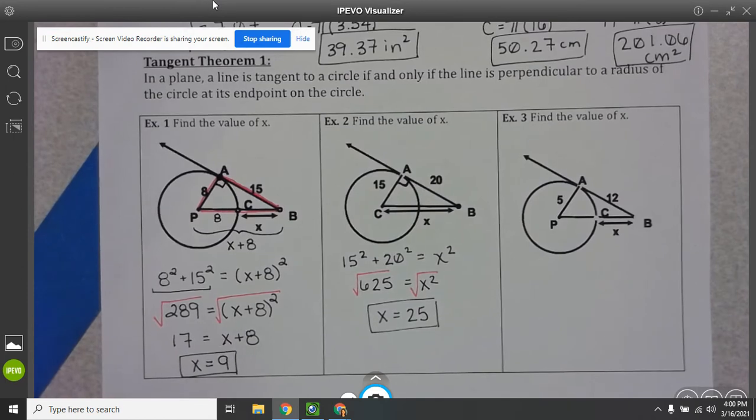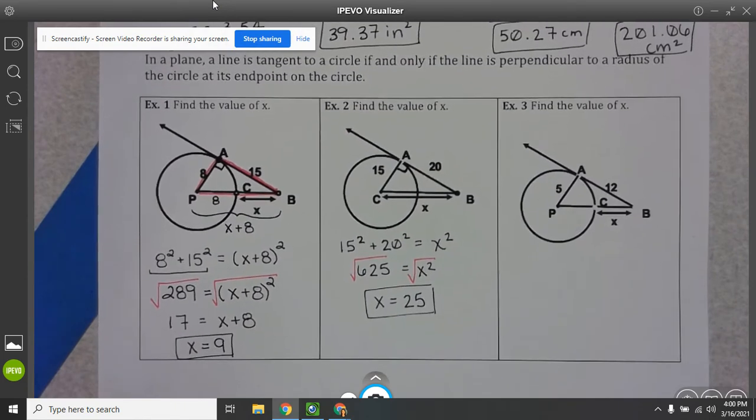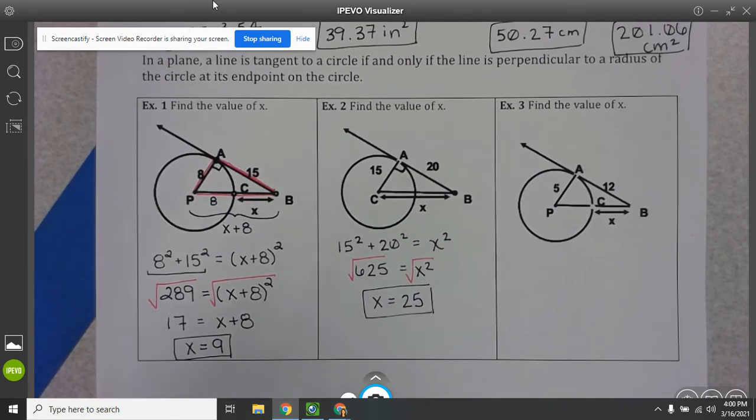Now I want you to pause and I want you to try example number 3 without me and use example number 1 as a boost or a starting point to get you through example number 3. When you finish, hit play and come back.